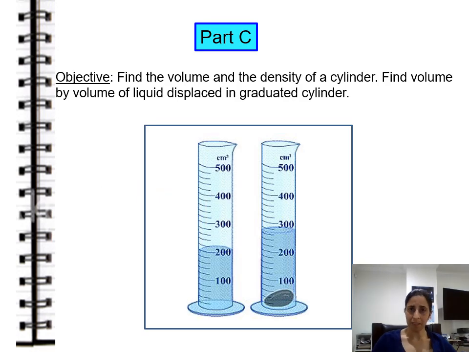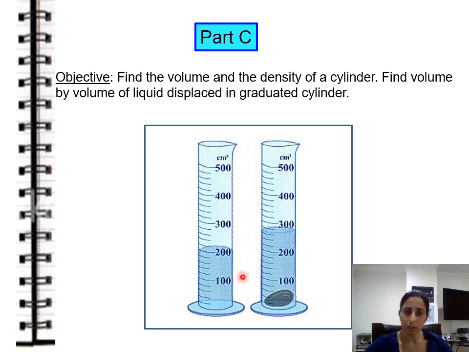So what we're doing in part C is finding the volume of our little aluminum cylinder again. Remember that in part B, we found the volume, but we used external dimensions. We used the diameter of it and we used the height of it to find the volume by plugging it into the volume equation. In part C, we're also finding the volume again, but this time we're going to be determining the volume by the amount of water that it displaces. So the objective of part C is to find the volume and the density of our cylinder, okay, by how much liquid it displaces in a graduated cylinder.